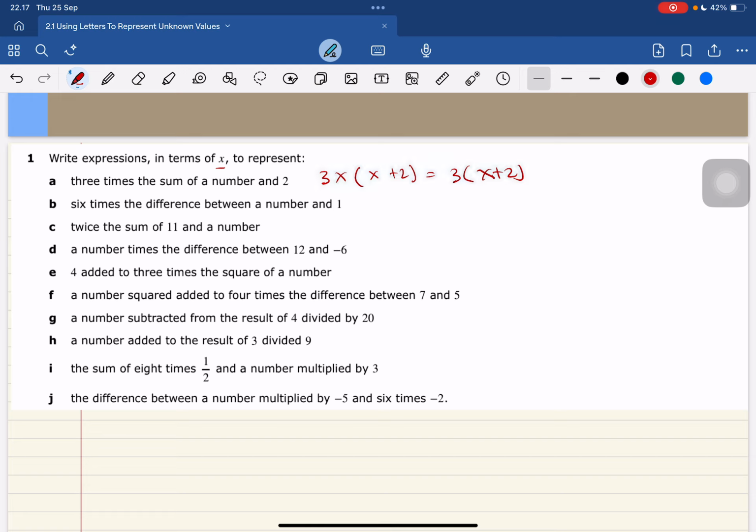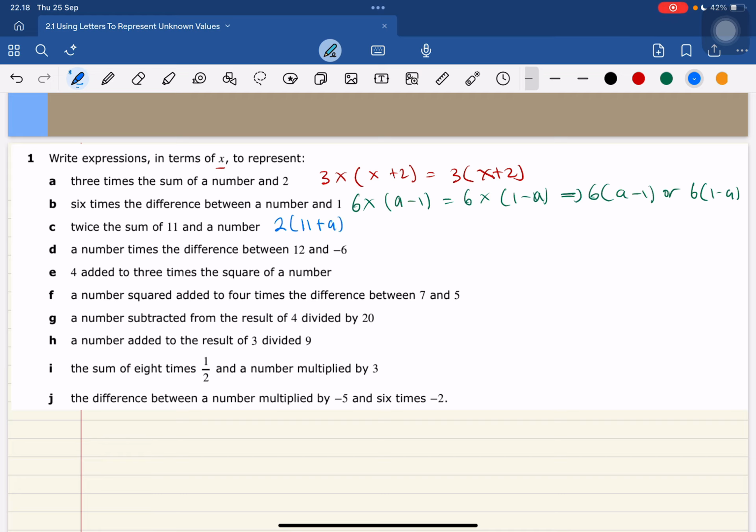Next, b, 6 times the difference between a number and 1, a minus 1, or 6 times 1 minus a. We can write it as 6 bracket a minus 1, or we can write it as 6 multiplied by 1 minus a, because of the difference. Next, we got twice. Twice means double it, so multiply it with the sum of 11 plus a.